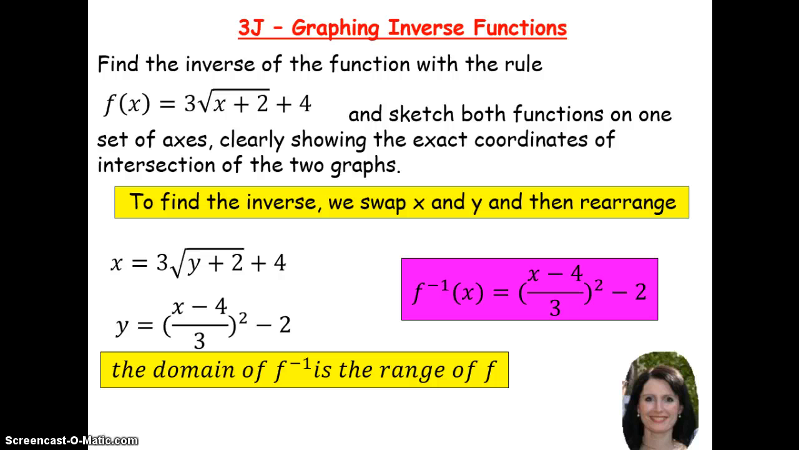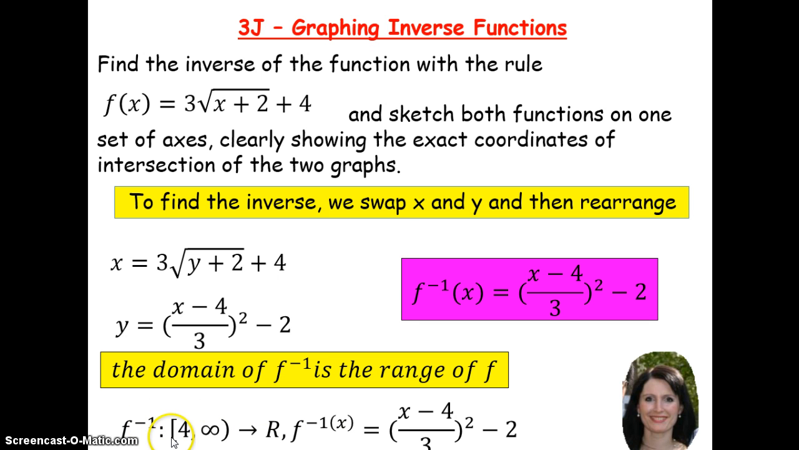So when x is negative 2, it means 3 times the square root of negative 2 plus 2, the square root of 0 is 0. 3 times 0 is 0, plus 4. So the range when x is negative 2 would be 4 there. So we can say it would have a limit at one end of 4. So for our inverse function, we know that our domain is going to start at 4.